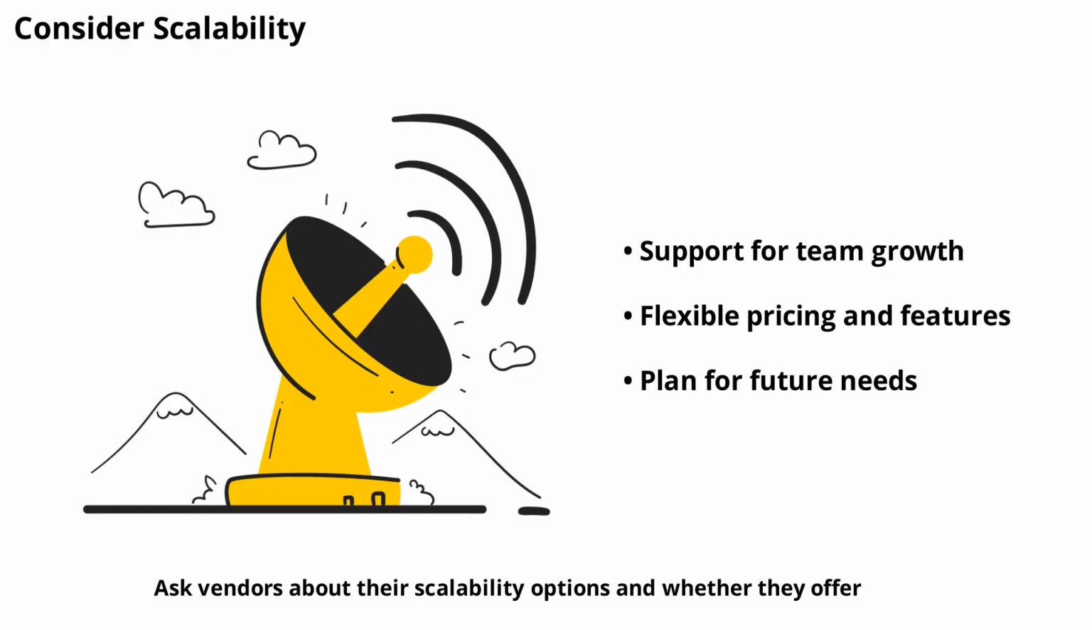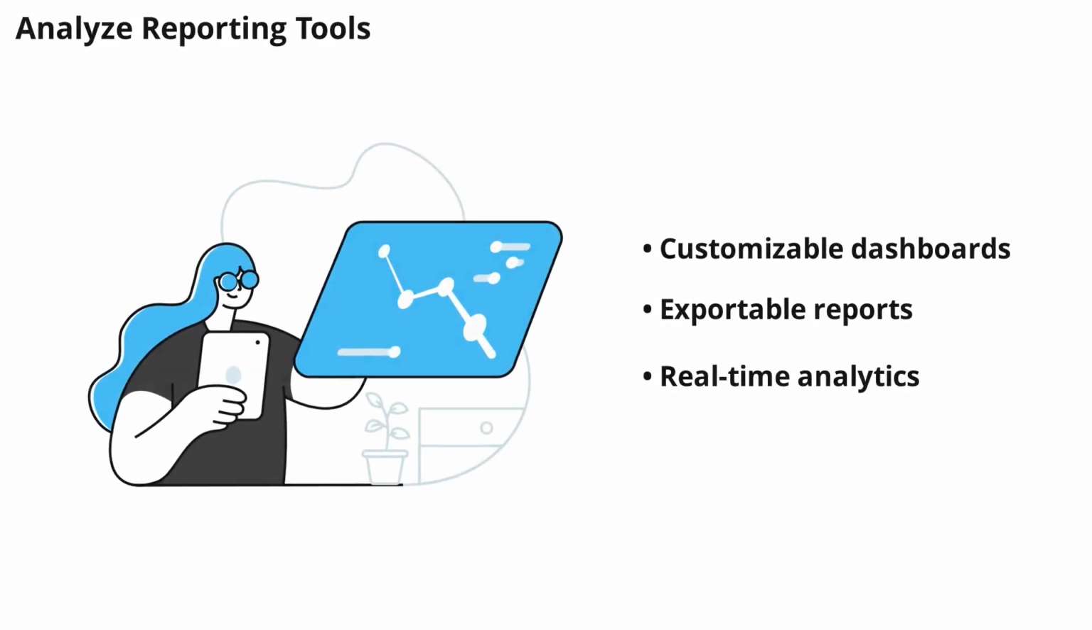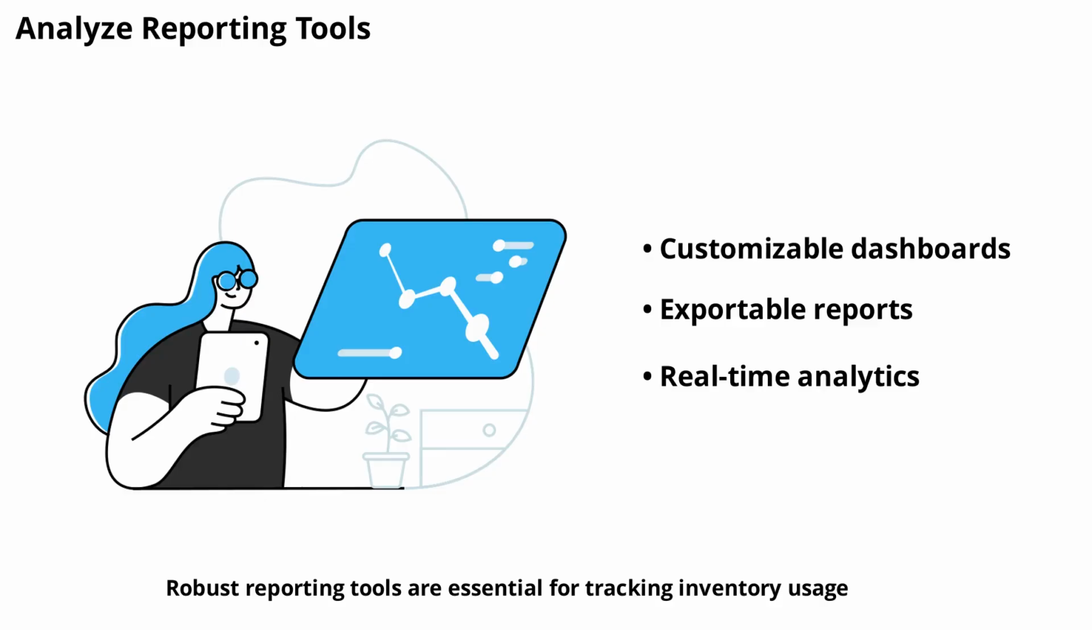Ask vendors about their scalability options and whether they offer different pricing tiers or modules that can be added over time. Robust reporting tools are essential for tracking inventory usage, identifying trends, and making data-driven decisions. Evaluate the reporting capabilities of each software option. Look for customizable dashboards, exportable reports, and real-time analytics. Effective reporting helps your marketing team optimize inventory levels and plan future campaigns more effectively.